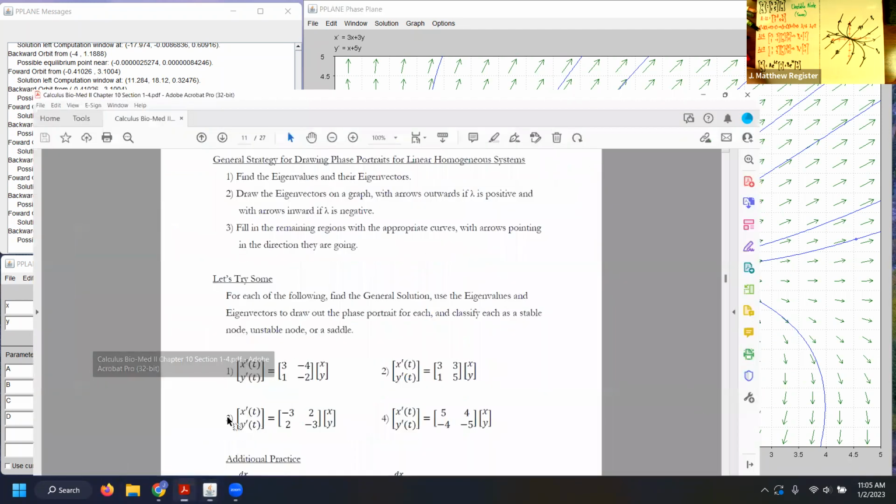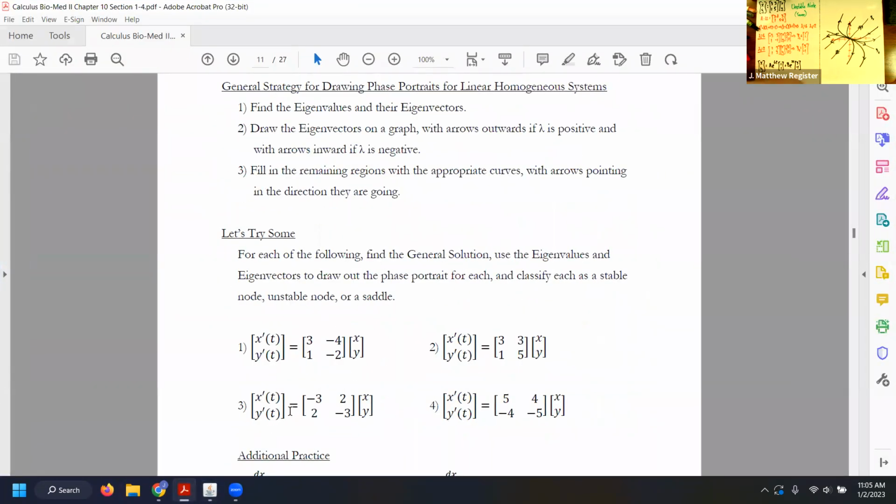Let's try the next one and see if it is a stable node. And if we can get a stable node out of one of these, then we will move on to complex eigenvalues. Let's see. So for the next one, it is x dot, y dot equals negative 3, 2, 2, negative 3, times x, y.